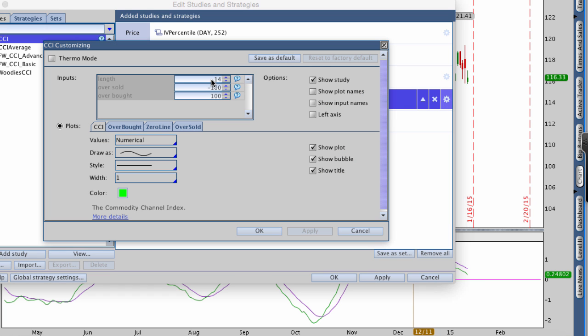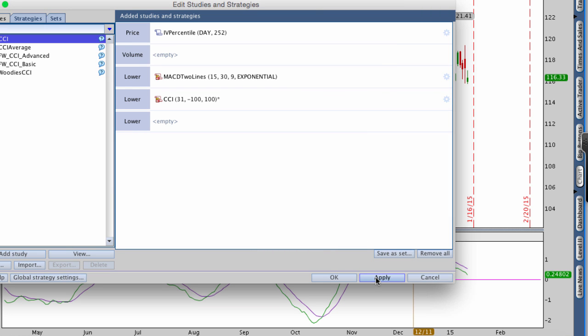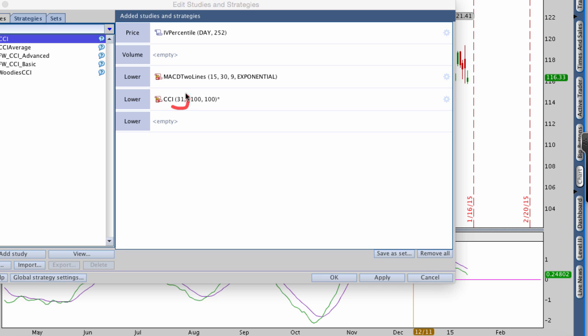The length of CCI is similar to MACD in that it judges time frames in the past. It's currently set at 14, and we're going to widen this out to 31. What that does by widening it out to 31 is it takes in more data and gives us a smoother transition. So if you have a 14-day setting on your CCI, you're going to get a lot of signals because it's based on data going back about 14 days.